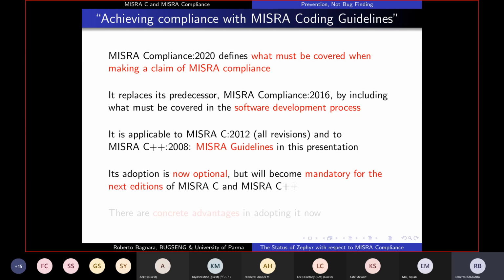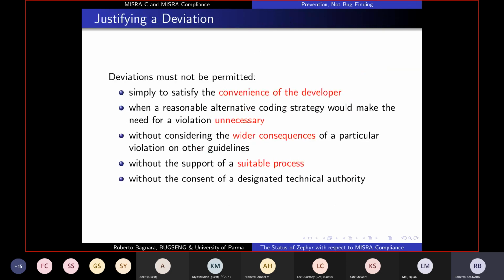For the time being, the adoption is optional, but it will become mandatory starting from the next editions of MISRA C and MISRA C++, because the chapters having to do with compliance that are now contained in both have been factored out and extended, and they will be removed from MISRA C and MISRA C++ at the next editions. There are concrete advantages in adopting MISRA Compliance 2020 now. In particular, one of the advantages is that you can disapply advisory guidelines. There are other advantages in adopting it today, even if the adoption is only optional.